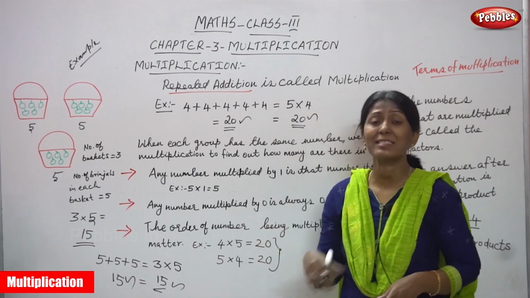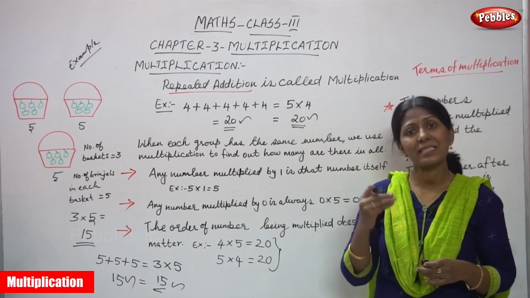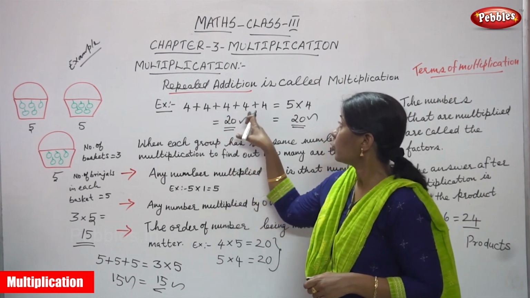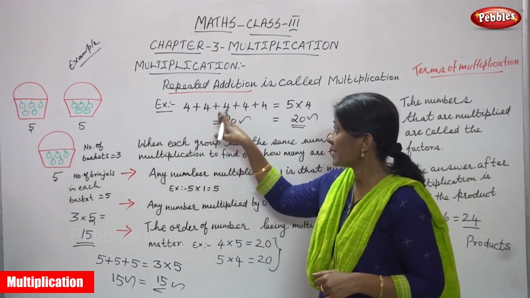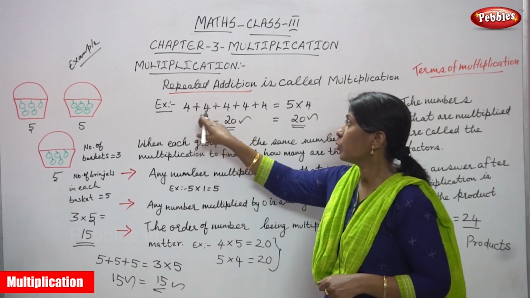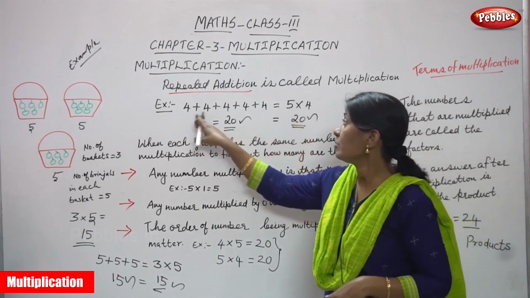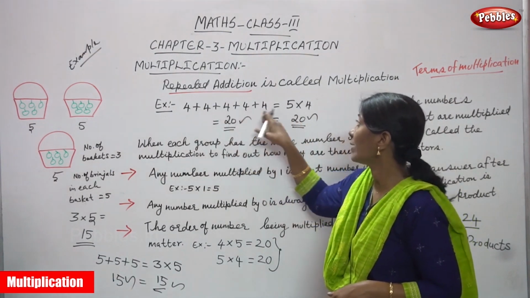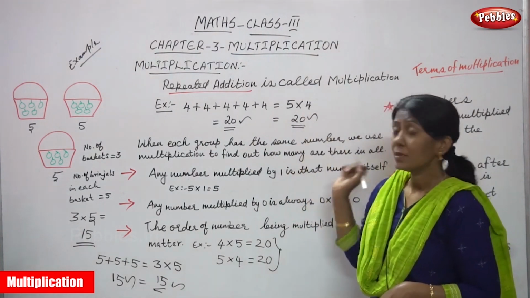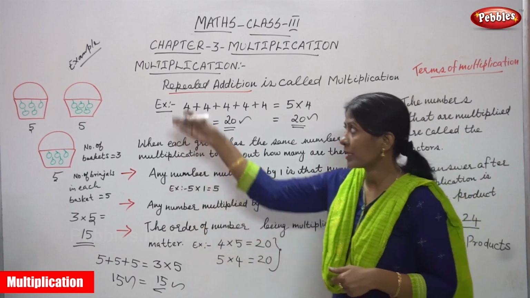What does multiplication mean? Repeated addition is called multiplication. First, you must know the definition. I have given 4 plus 4 plus 4 plus 4 plus 4. You just add all the 4s, you can get 20. 4 plus 4 is 8, 8 plus 4 is 12, 12 plus 4 is 16, 16 plus 4 is 20. How many 4s do you have to count? 1, 2, 3, 4, 5, five 4s. So 5 into 4 you can get 20. So both answers are correct. Multiplication, otherwise we can call it repeated addition. So both are similar.